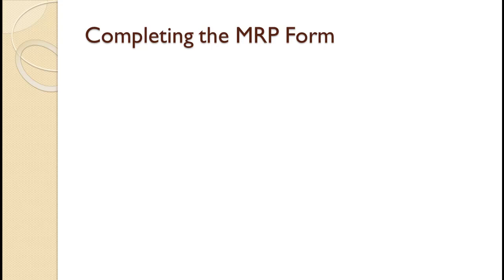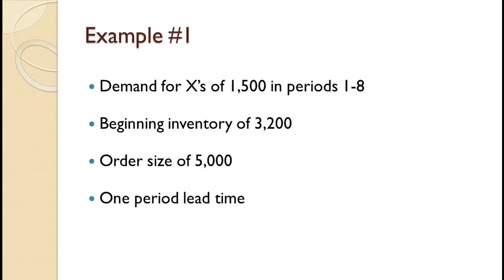In this tutorial, we will see how to complete the enhanced MRP planning grid discussed in the introduction. If you've not done so, it is critical that you go back and watch that introduction first. In this first example, a company has gross requirements for 1,500 X's in periods 1 through 8. They have beginning inventory of 3,200 and orders must be placed in multiples of 5,000. Once ordered, it takes one period for the order to arrive.